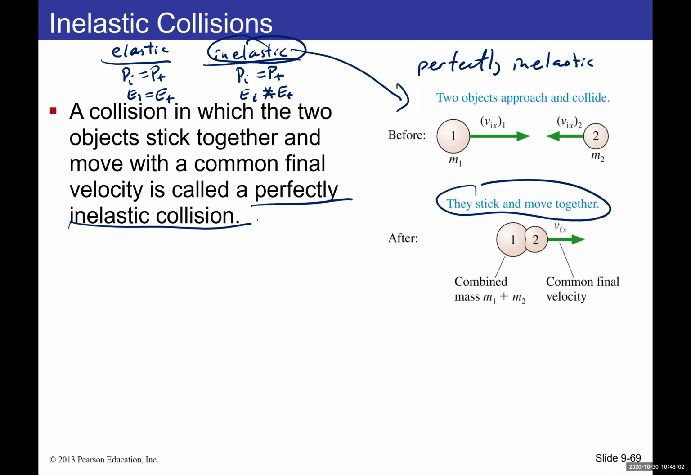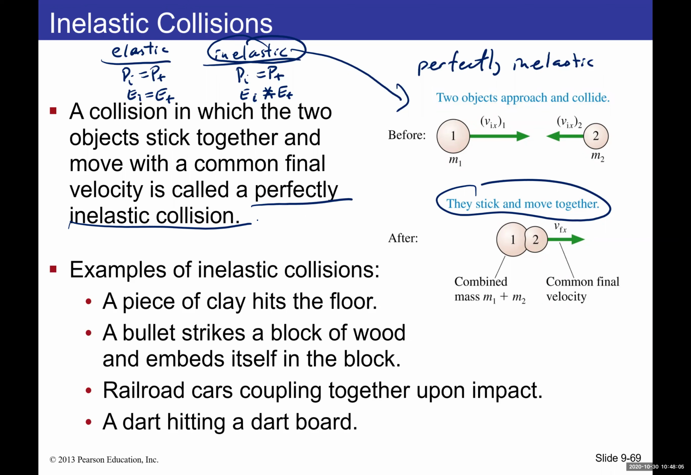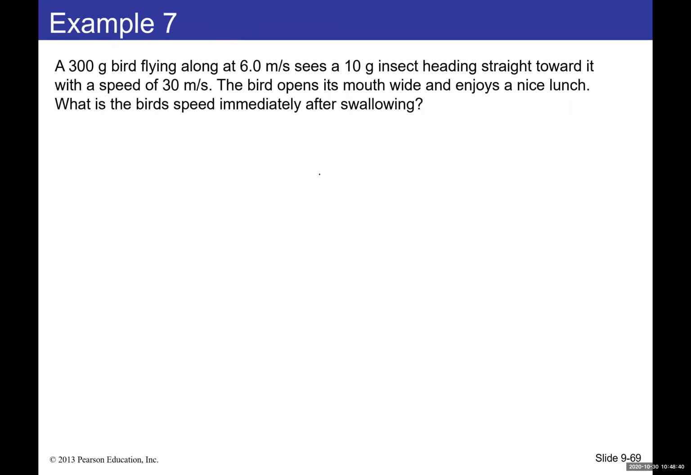So examples of inelastic collisions: a piece of clay hits the floor and sticks to the floor. A bullet strikes a block of wood and embeds itself in the block. Railroad cars coupling together upon impact, which you already saw. A dart hitting a dartboard. Basically, all of those are examples of perfectly inelastic collisions. Again, not in every inelastic collision do the objects stick together. But when they do, we know definitely it's inelastic, because in no elastic collision would objects ever stick together.